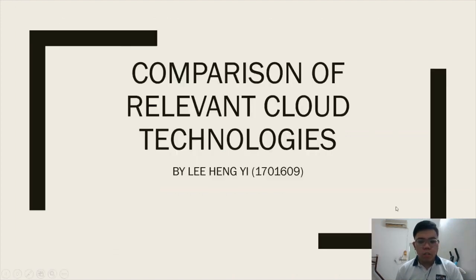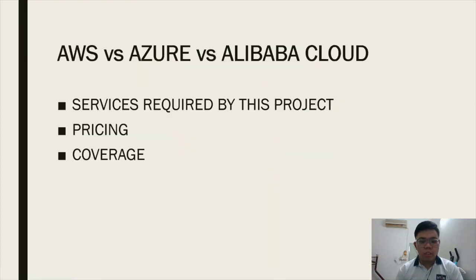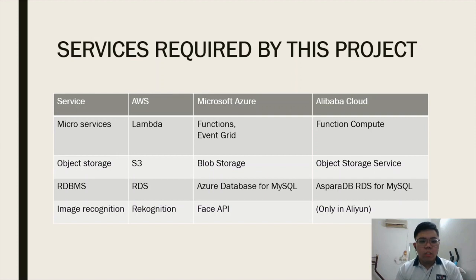Now I will continue on the comparisons of relevant cloud technologies. Here we will be comparing the three cloud service providers, which are AWS, Microsoft Azure and Alibaba Cloud, in terms of the services required in this project, their pricing model and their coverage. So these are the services required by this project and the services provided by every cloud platform.